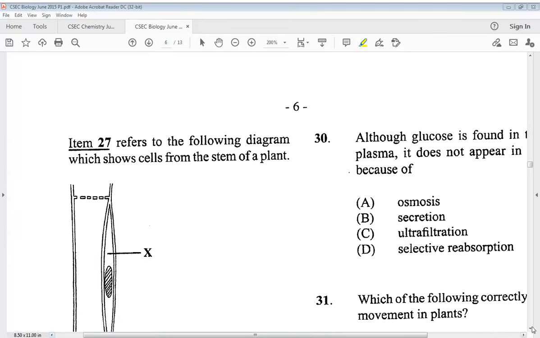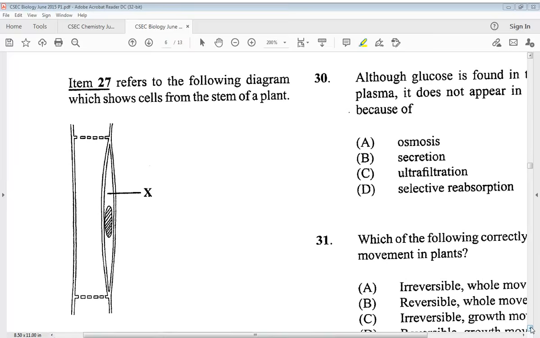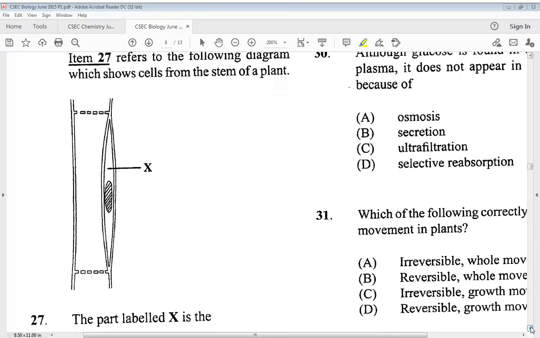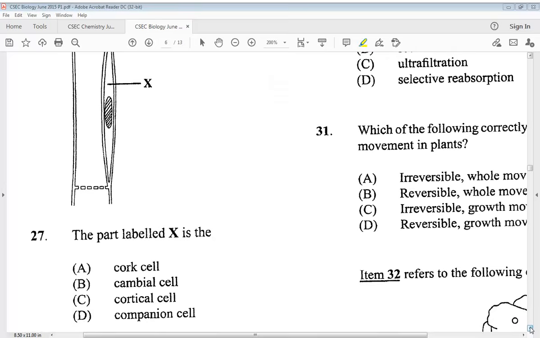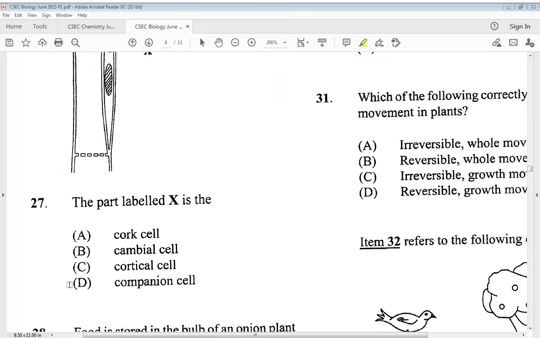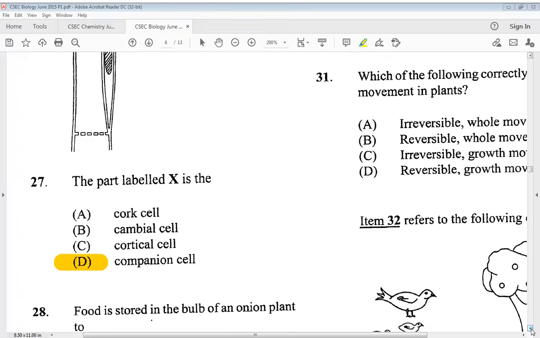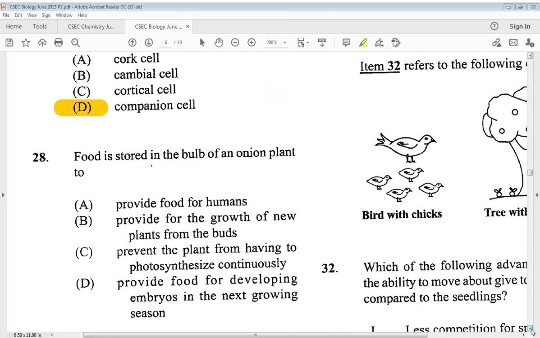So item 27 here refers to the following diagram which shows cells from the stem of a plant. There we have the part labeled X. So the part labeled X is, the answer is D, companion cell. Let's go to 28. Food is stored in the bulb of an onion plant to... The answer is B, provide for the growth of new plants from the buds.